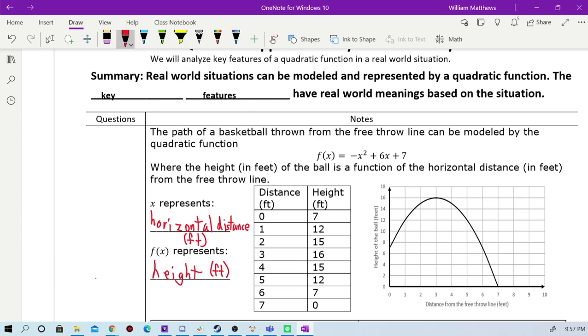So that is what the information is telling us in the table as well as our graph. You can see on the graph we have a y-intercept, which is where the ball starts from the shooter's hands. It increases all the way to a peak of 16 feet when it is 3 feet away from the free throw line. And then it finally reaches a height of 0 feet when we are 7 feet away from the free throw line.